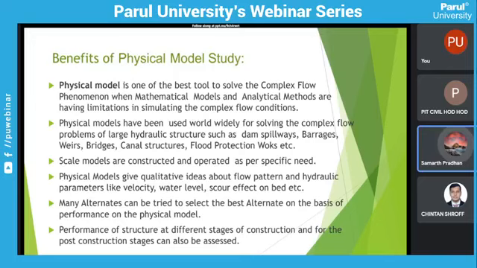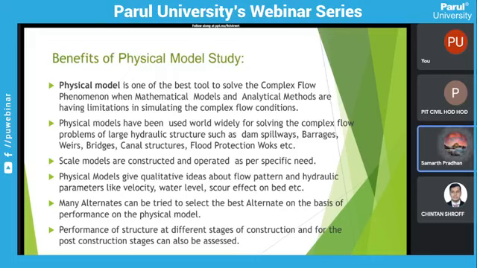Scale models are constructed and operated as per specific need. Depending upon the specific need, we plan the model. The scale and the size of the model are based on the requirement.